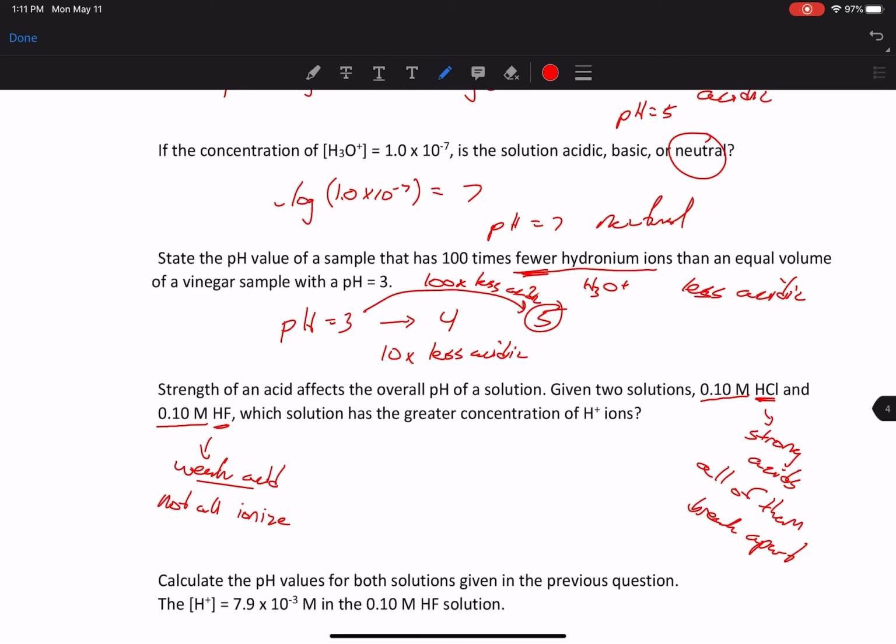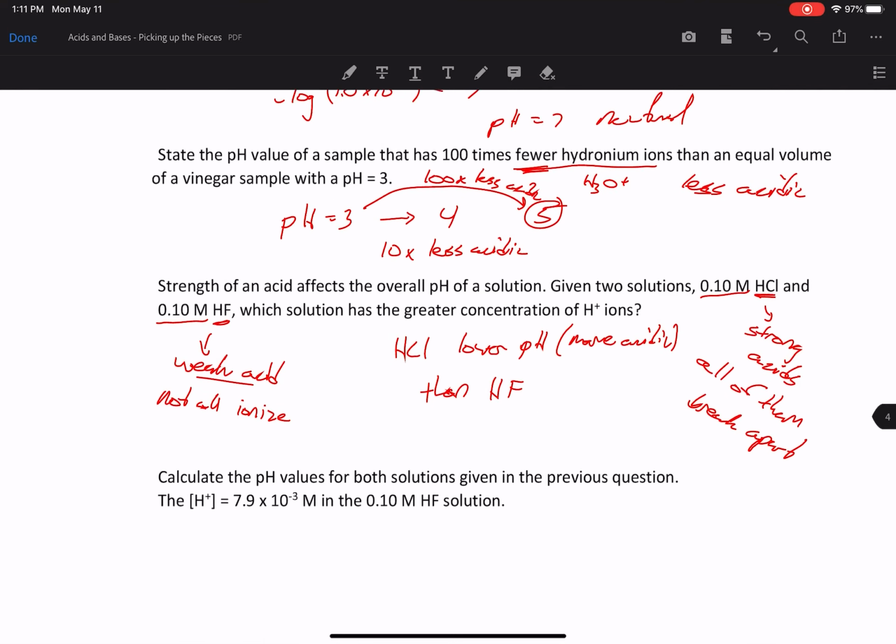Okay, so because HCl is a strong acid and all of them break apart, and HF is a weak acid, this means that the HCl will have a lower pH, that means more acidic, than the HF solution. And that's because it's a strong acid. So not every one of those HF molecules will dissociate, or ionize, sorry.